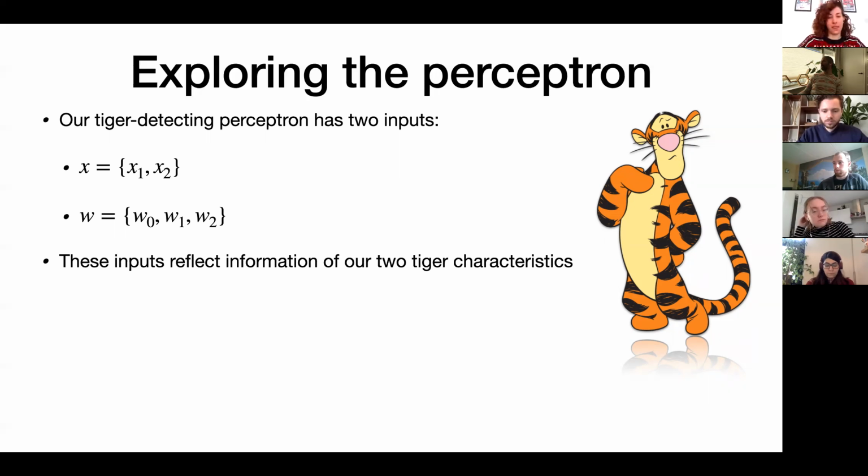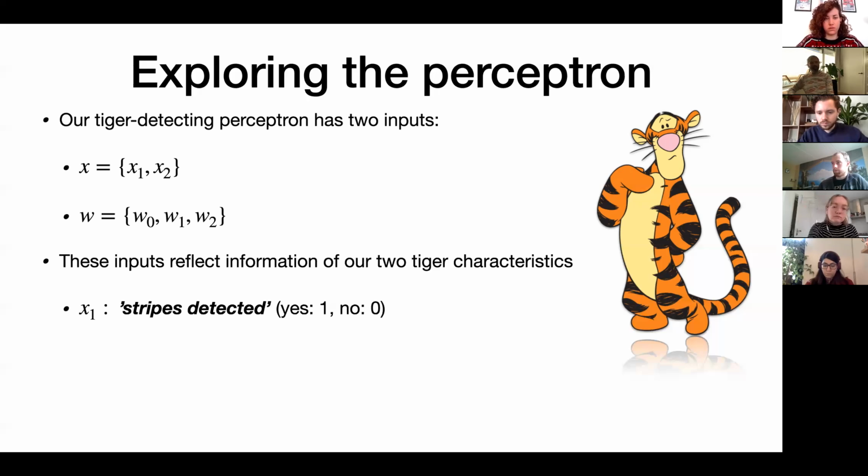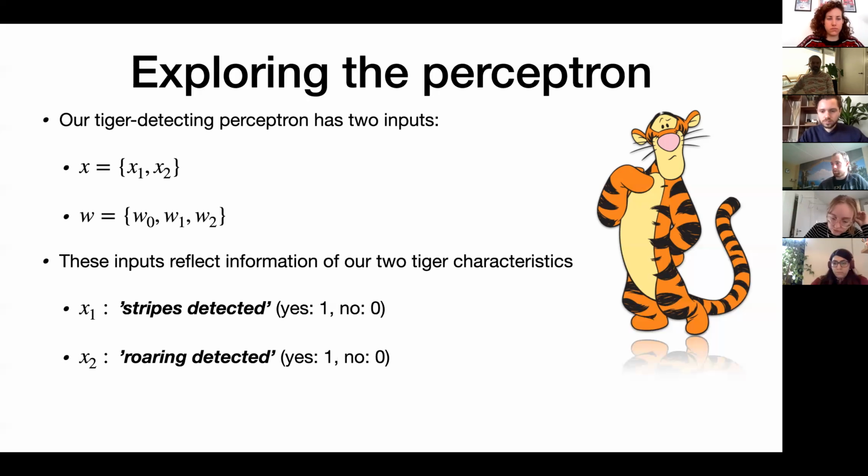So what this means is these inputs reflect the incoming information of our two tiger characteristics. Stripes detected, our first sensory input, is x1, and if there are stripes, it's going to say 1, and if it says 0, it means that no stripes are detected. And the second is x2, which is 1 if roaring is detected, and 0 if no roaring was detected.